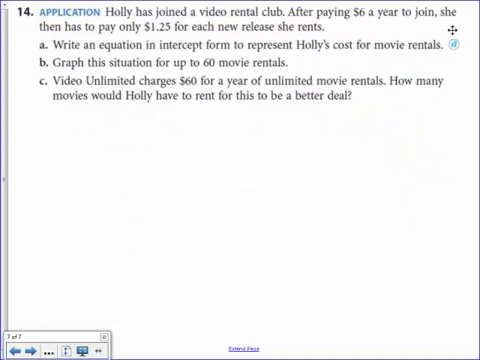So Holly has joined a video rental club. After paying $6 a year to join, she then has to pay only $1.25 for each new release she rents. Write an equation in intercept form or slope-intercept form. Either way, it does not matter. If you want to use start plus change x or mx plus b, whatever you like, to represent Holly's costs for movie rentals. Well, let's see.